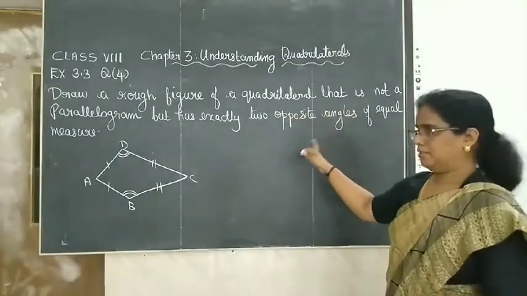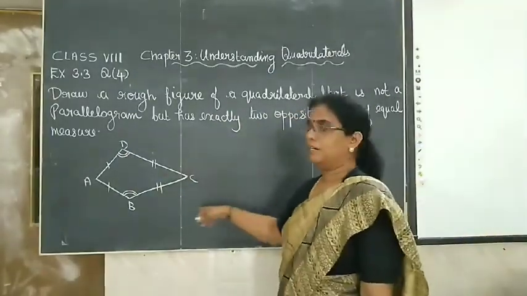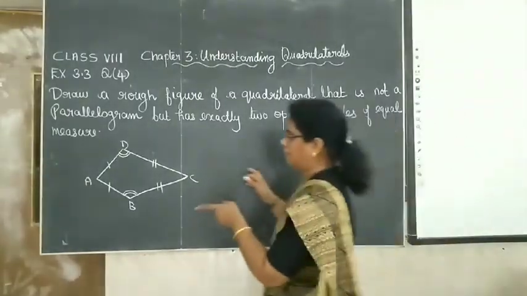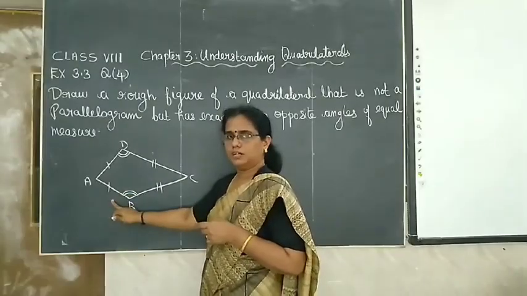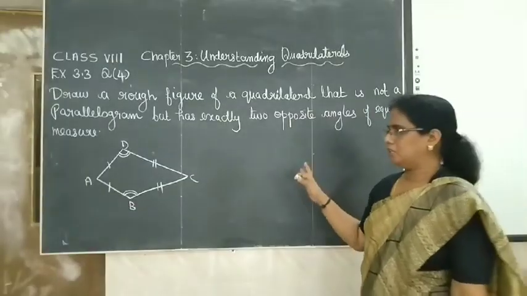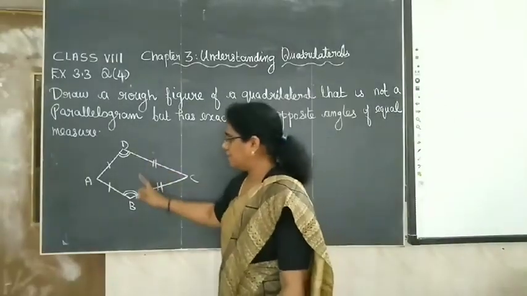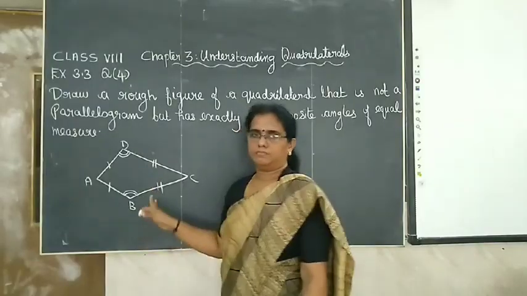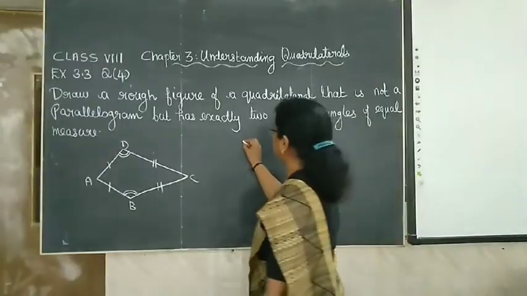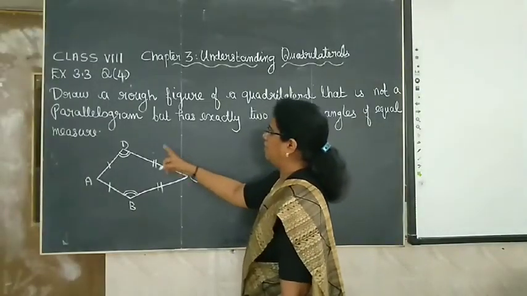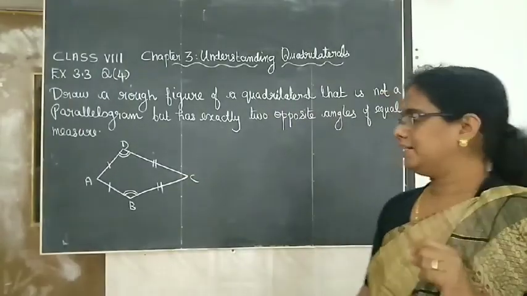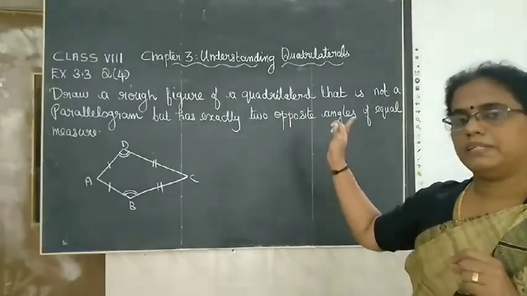We have drawn a quadrilateral. Quadrilateral means four-sided figure, and that is not a parallelogram. Here it is not a parallelogram because opposite sides are not equal. But exactly two opposite angles are equal. Here angle D and angle B are equal. Actually it is a kite, with a pair of adjacent sides equal. When you draw a kite, these conditions will be satisfied.